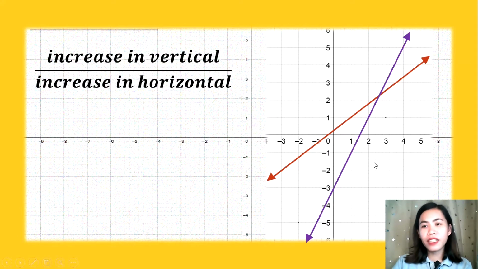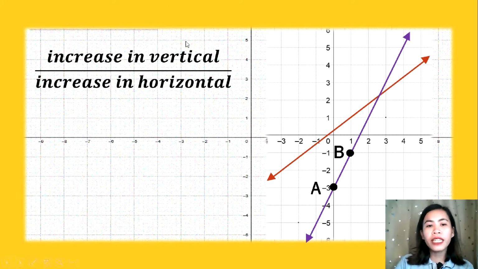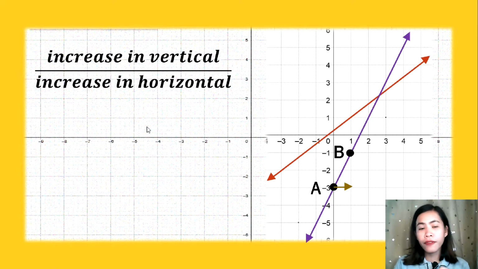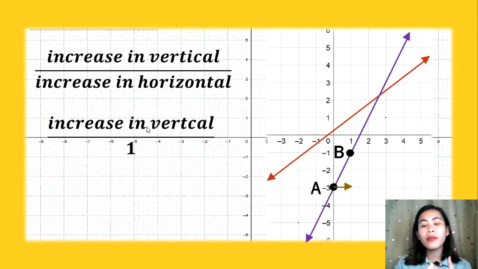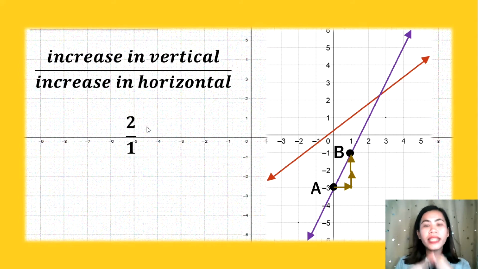So, let's say we have this line, the violet one. Pili lang tayo ng 2 points on the line. Let's say we have point A and point B. Again, increase in vertical over increase in horizontal. Mula kay point A, ilang increase ba horizontally siya papunta kay B? We have 1. And from that point, ilang increase vertically papunta kay B? We have 1, 2. So, ibig sabihin, there are 2 increase vertically in every 1 increase horizontally.